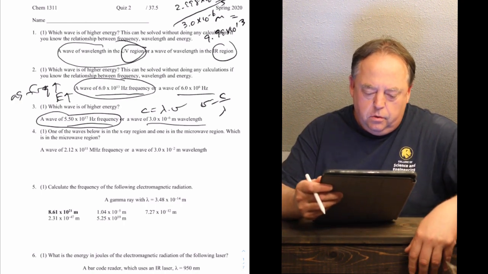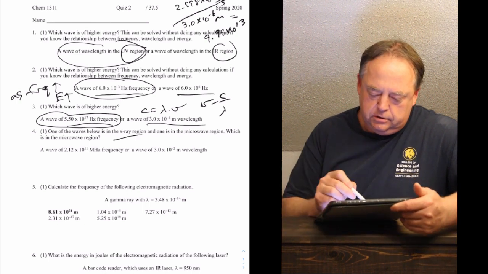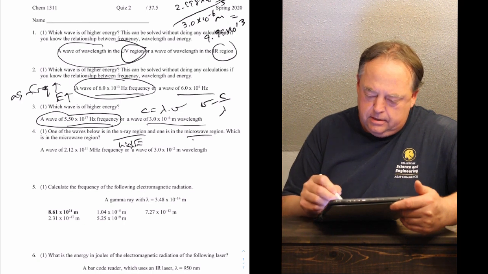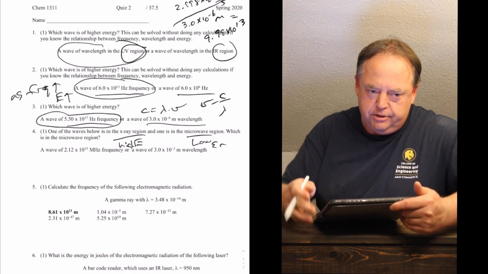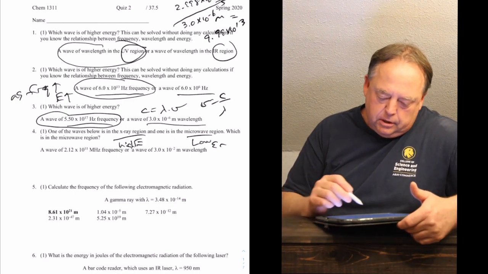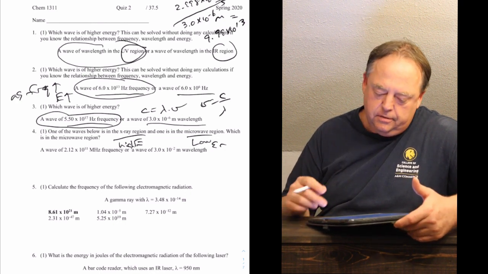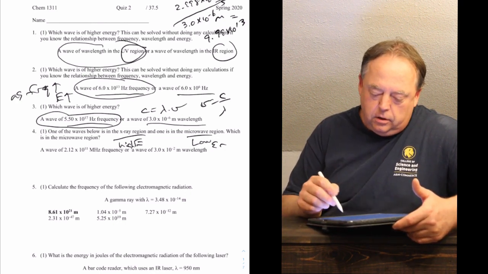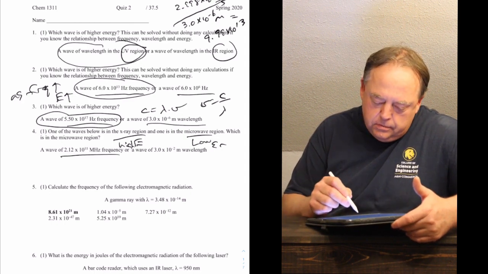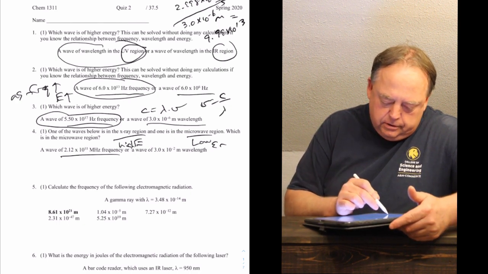Which one of the waves below is in the X-ray region? Which one's in the microwave region? Well, this is high energy, and this is low energy. So we just need to solve for the one that's the lowest in energy, or the lowest frequency, or longest wavelength. So if we take this and convert it to wavelength instead.